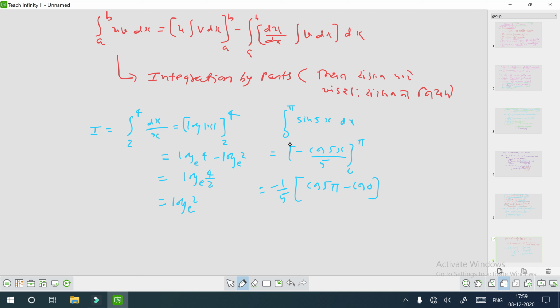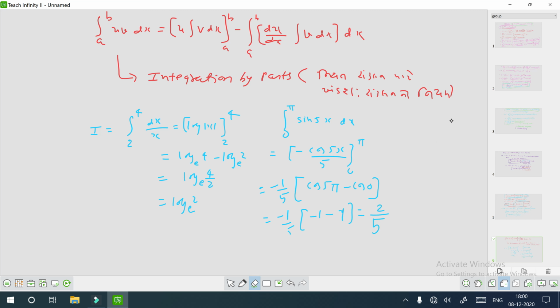Now see, we know that cos with even pi, cos yugma pi sathe hoy, to su aave? Bolo bolo? 1. Ane cos odd pi, ayugma pi sathe aave, to su aave? Minus 1. Clear? Have 5 pi se ayugma, odd se. So that is equal to minus 1 by 5 times minus 1 minus 1. What is cos 0? 1. So that comes out 2 by 5.